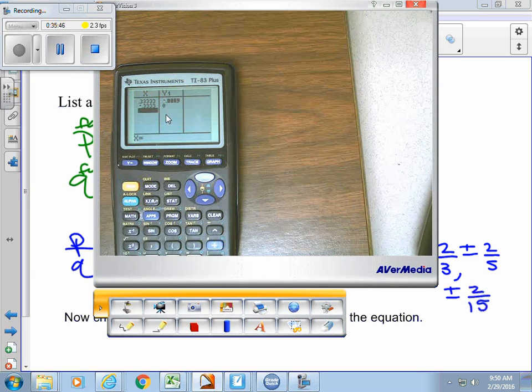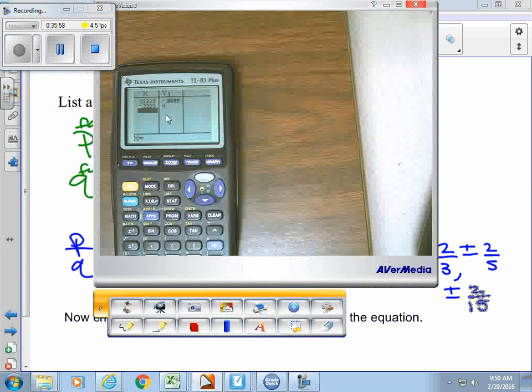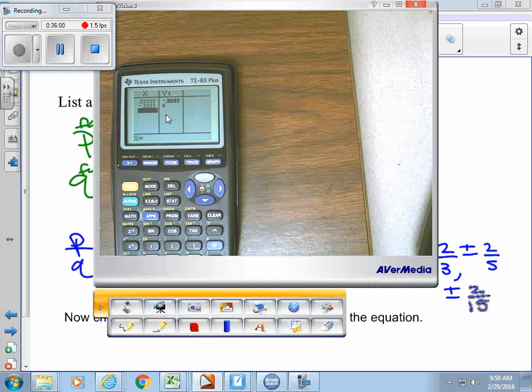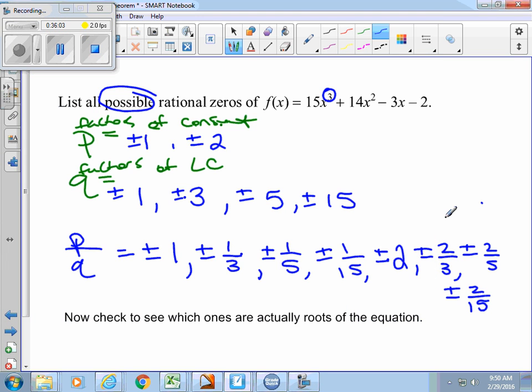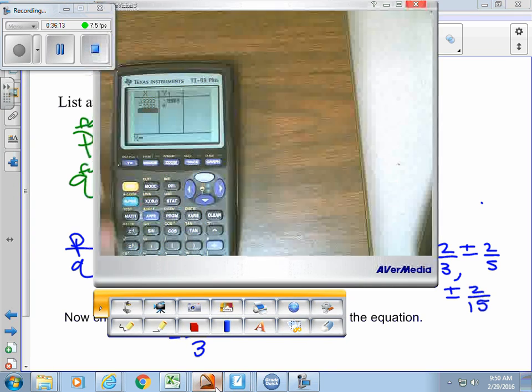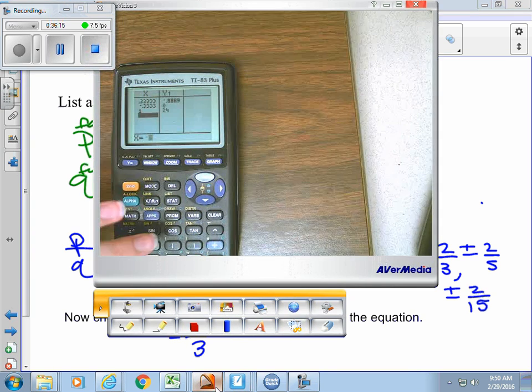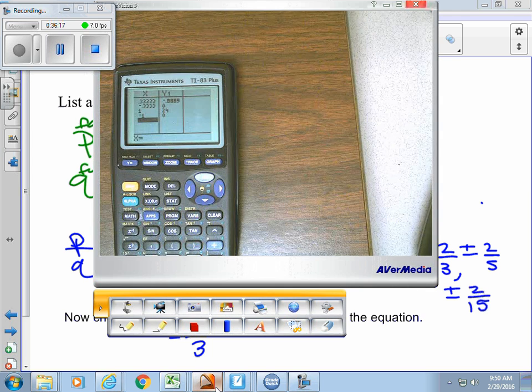Are either one of those zeros? -1/3, how do you know? Because there's a 0 on the y, right? So that's a 0. So I'm going to mark that one down, -1/3. Okay, so go through the whole list. Start typing them in. 1 and -1. 1/5 and -1/5. What about 1 and -1? Either one of those zeros? -1 is. Okay.